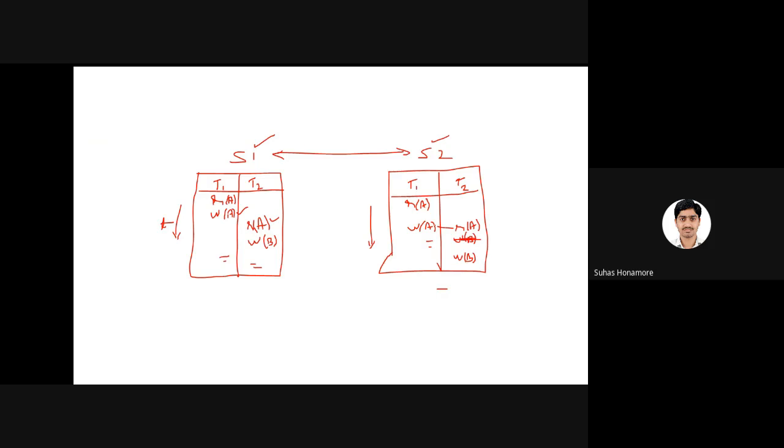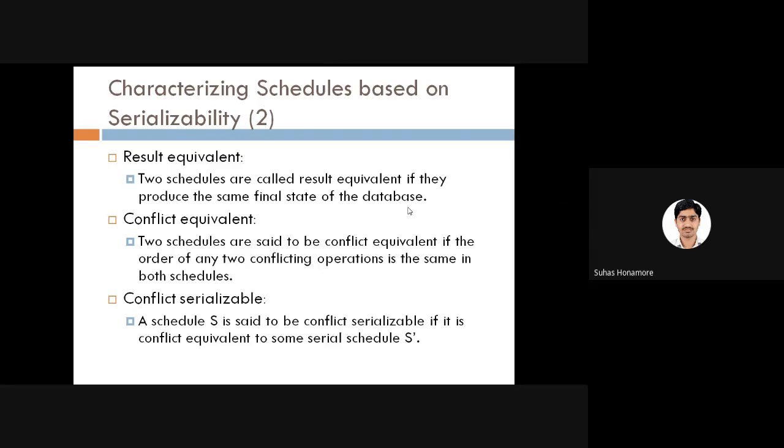So what will happen on both sides: after writing A, here we are reading, and here also after writing A we are reading it. Now like that all the conflicts are the same, so at that time S1 and S2 are both conflict serializable, conflict equivalent. Okay, so clear, both are conflict equivalent. Then next comes conflict serializable.